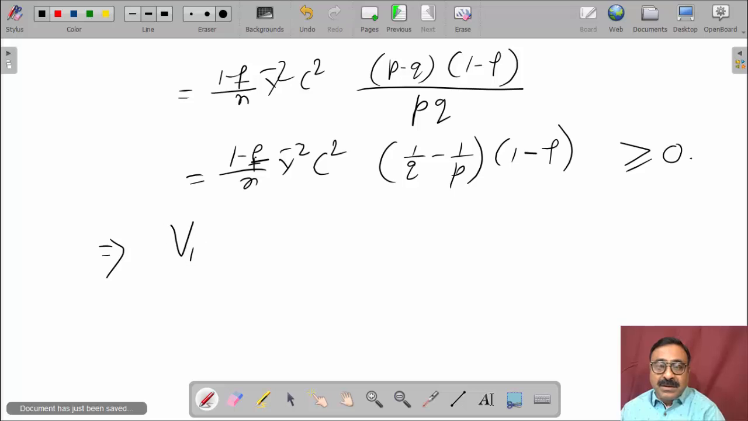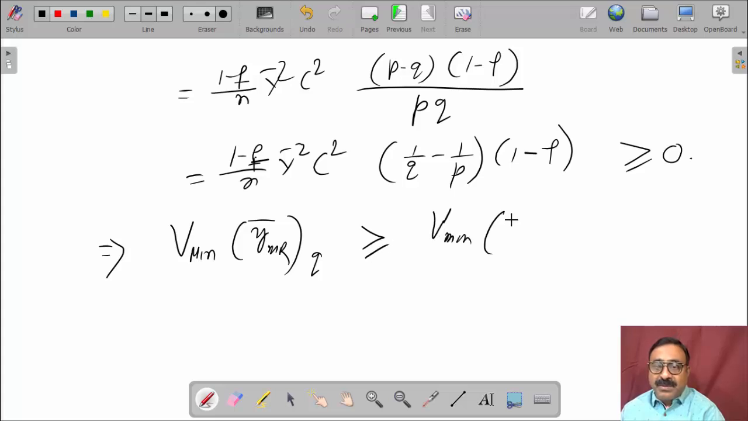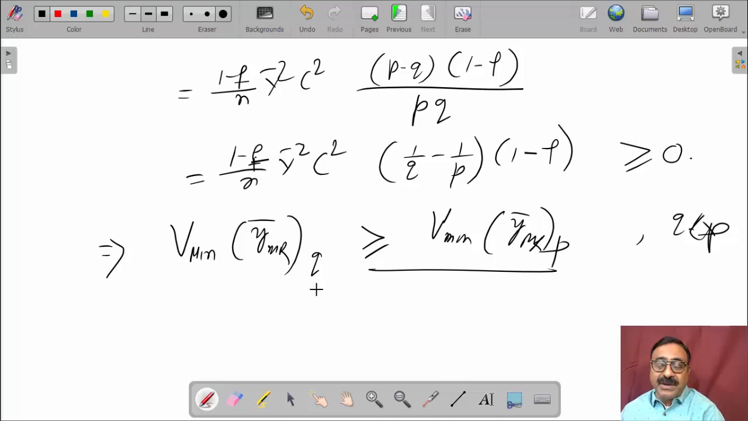That implies the minimum variance of the multivariate ratio estimator using Q auxiliary variable is always greater than or equal to the minimum variance of the multivariate ratio estimator with P auxiliary variables, where Q less than P. So it follows that the multivariate ratio estimator using P auxiliary variable is unconditionally superior to that using Q auxiliary variable where Q less than P. That is, the more auxiliary variables used, the more will be the efficiency of the multivariate ratio estimator.